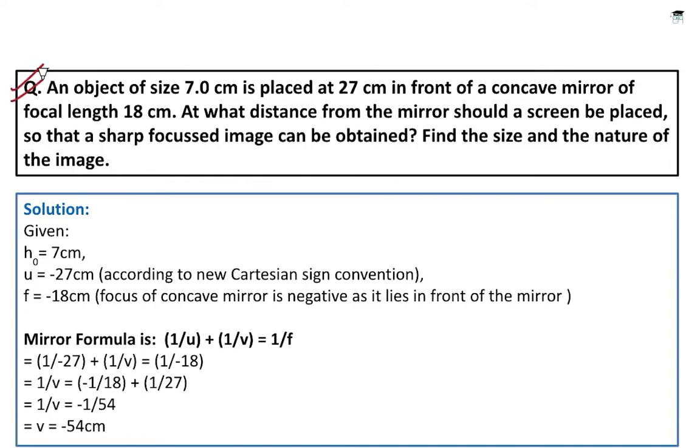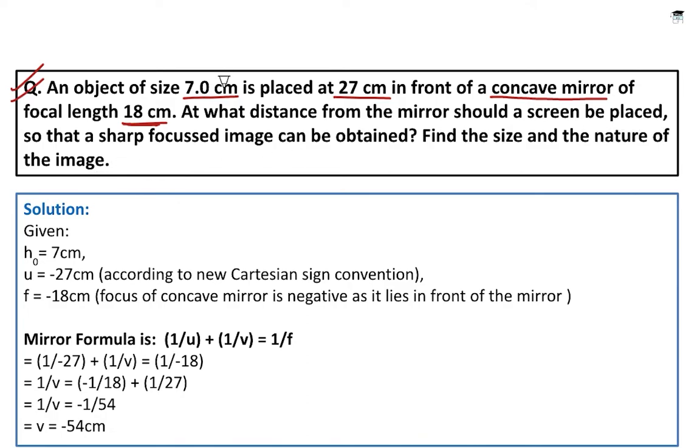So the question is, an object of size 7.0 cm is placed at 27 cm in front of a concave mirror of focal length 18 cm. At what distance from the mirror should a screen be placed so that a sharp focused image can be obtained? Find the size and the nature of the image.